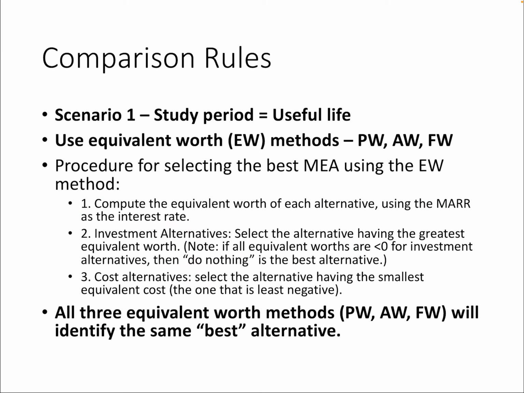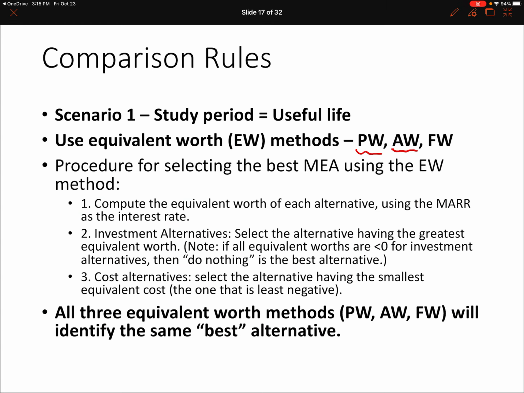Okay, so for the first scenario, it's very easy. The study period equals the useful life, and all the useful lives of different options are the same. Okay, so to do that, as what I said, you just use equivalent worth methods. You can calculate PW or AW or FW, right? And then you just compare which one is bigger. And if it is investment alternatives, you just find the bigger one, the more positive one, as the good option.